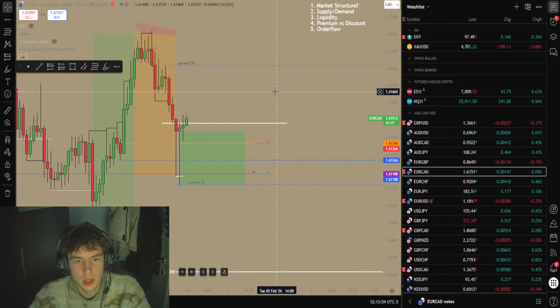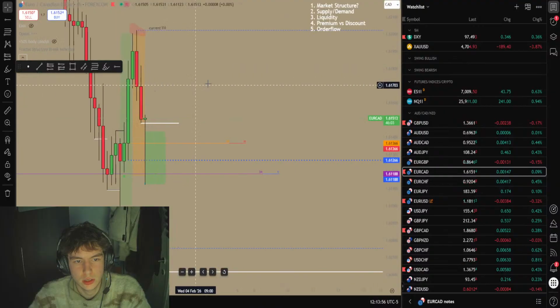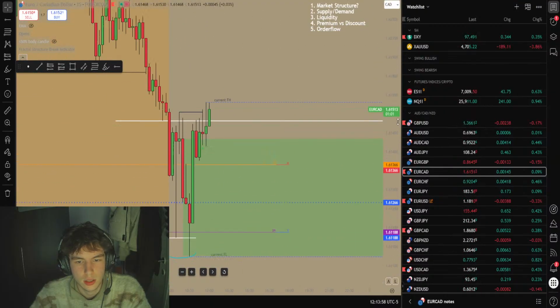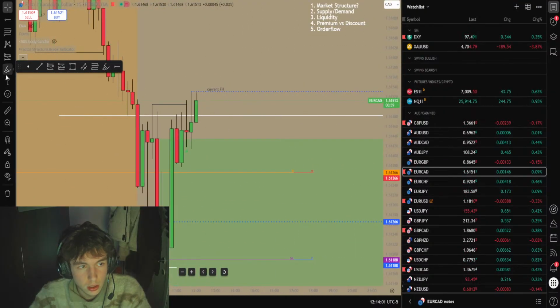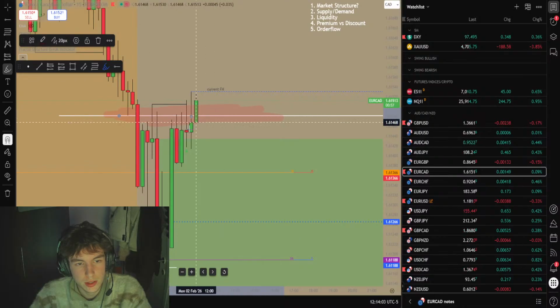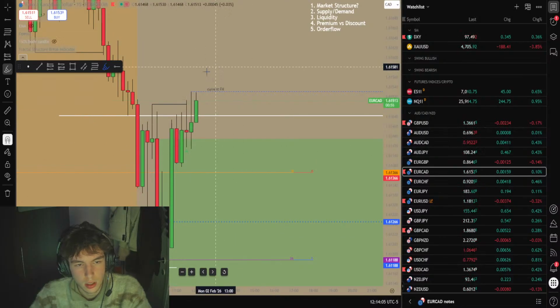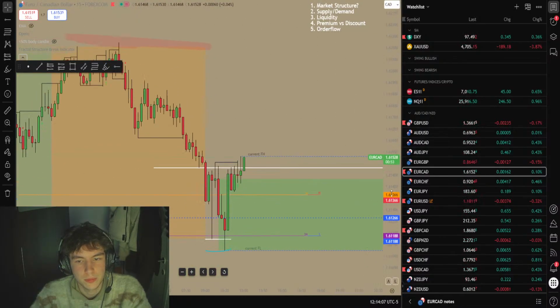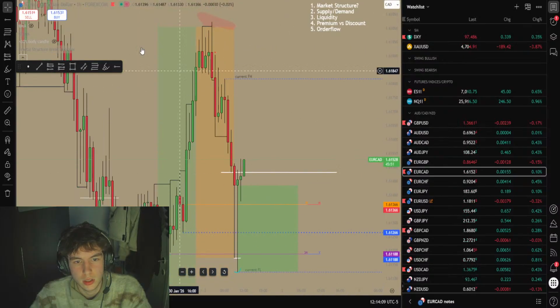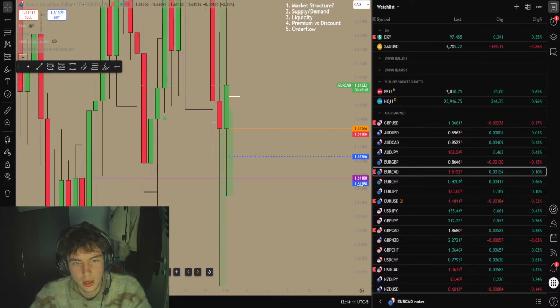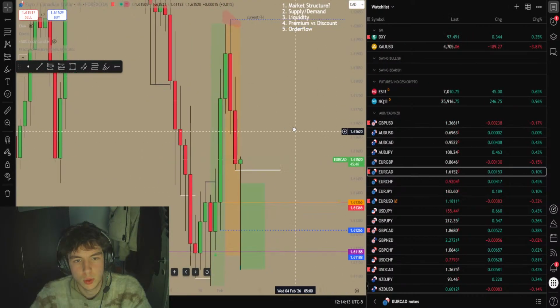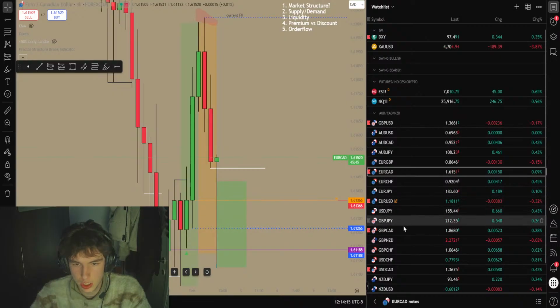Okay. EuroCAD is moving. Good. Let's give that breakout. We're getting some strong resistance here. Let's get this 4 hour C2 closure. And let's look at GBP CAD.